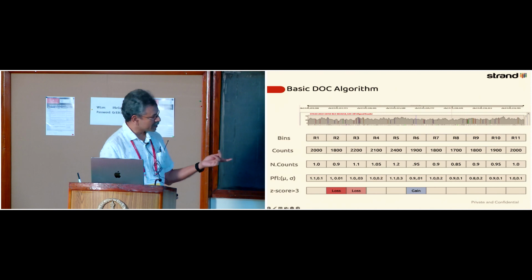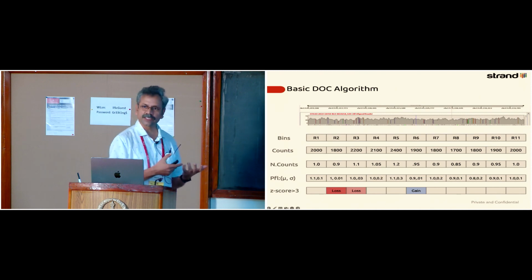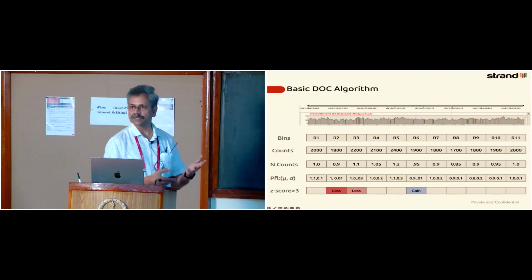Now you have two copy number events, both of them are losses which are right next to each other in adjacent bins. You'll probably merge them and say that it's a larger copy number event, right? So you'll try to combine events of the same type.